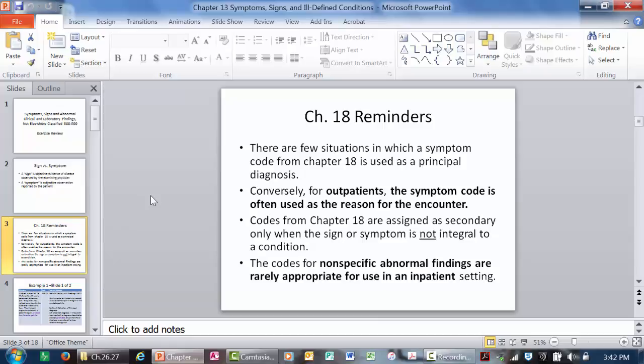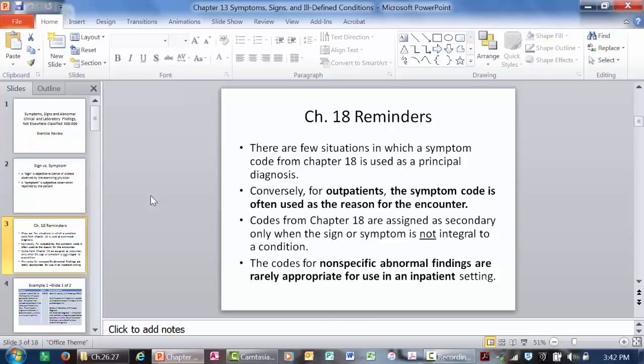A few reminders about Chapter 18. There's a few situations in which a symptom code is used as a principle, but typically not used as a principle for inpatients. For outpatients, it is not uncommon that a symptom code is the reason for the encounter for different reasons. Sometimes because typically in an outpatient situation, the physician uses several visits before coming to a definitive diagnosis. So you're going to be reporting that symptom until you have a definitive diagnosis. So that's one example.